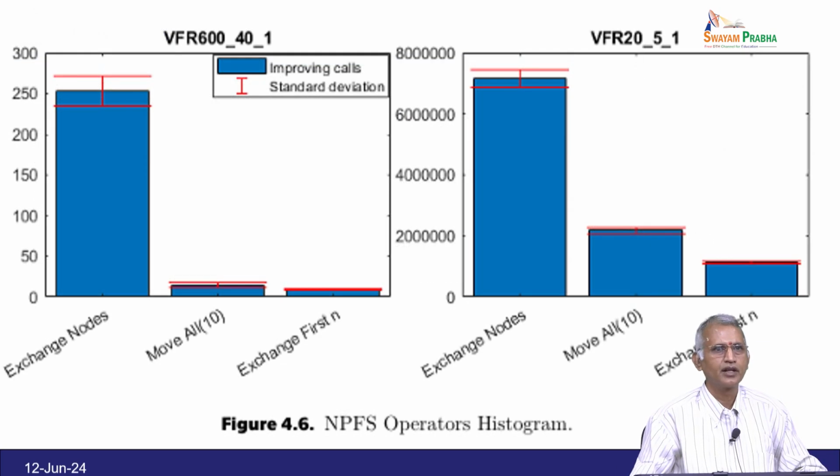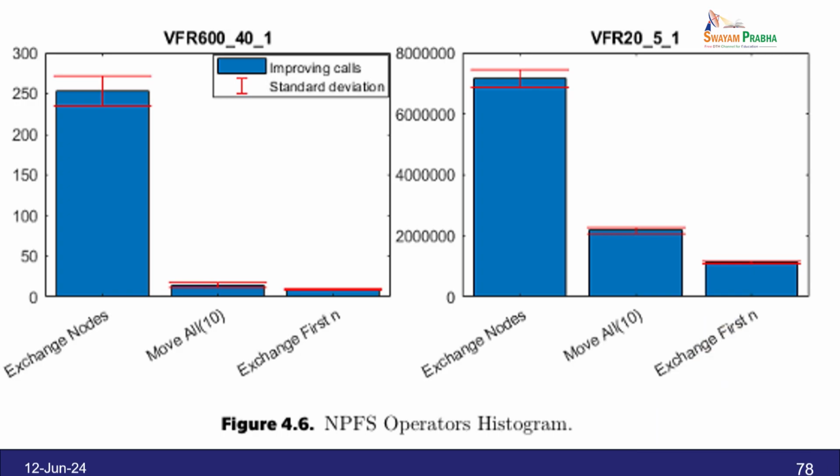So, this is the histogram we demonstrated just now, and you can see that the exchange nodes varies from 0 to 8 lakh, and then the corresponding improved calls and standard deviation are also explained. One is blue and the other, the standard deviation, is red.